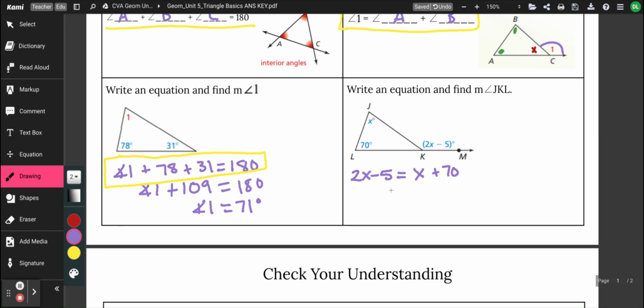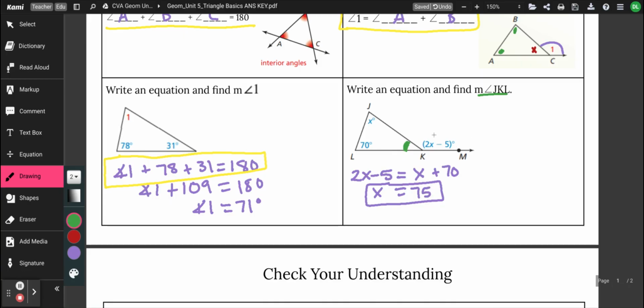So subtract your x from both sides, add your 5 to the right, and now you know that your x value is 75. And they're asking us to find the measure of JKL. Well, JKL is this guy in here. Okay, we can't use linear pair because this is an expression. But now that we know what x is, we can figure out what that angle measure is.